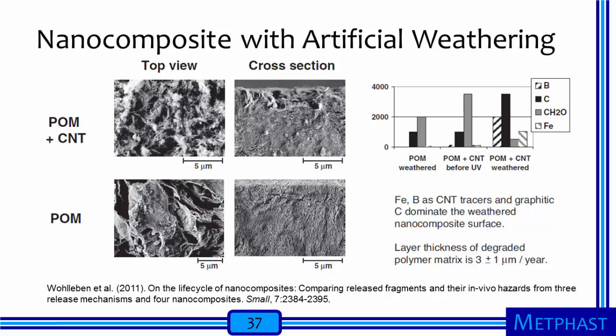As we saw in the schematic diagram earlier, the aging and weathering of nanocomposites has the potential to cause chemical decomposition of the material. This possibility can be investigated by artificial weathering of test materials using high doses of ultraviolet radiation. Wohlleben and co-authors investigated the impacts of weathering by exposing plain polyoxymethylene, or POM, resin and POM-containing carbon nanotubes as filler to elevated levels of ultraviolet equivalent to 9 months of outdoor exposure. This is a worst-case scenario because polyoxymethylene is susceptible to change when exposed to visible light or ultraviolet radiation.